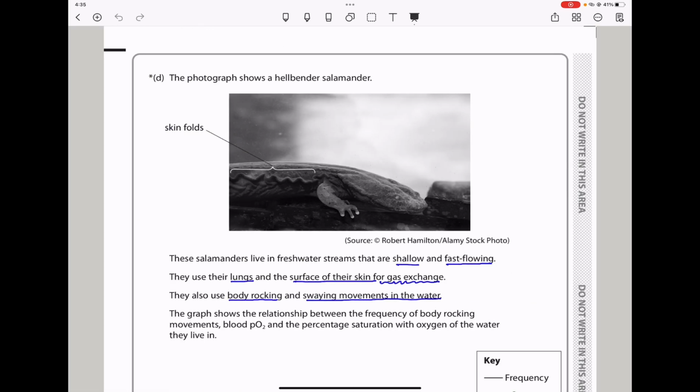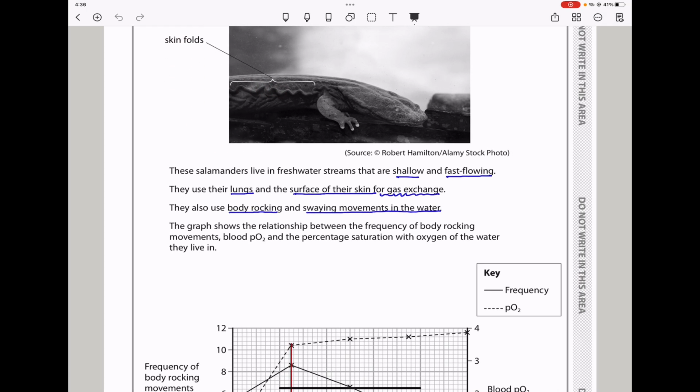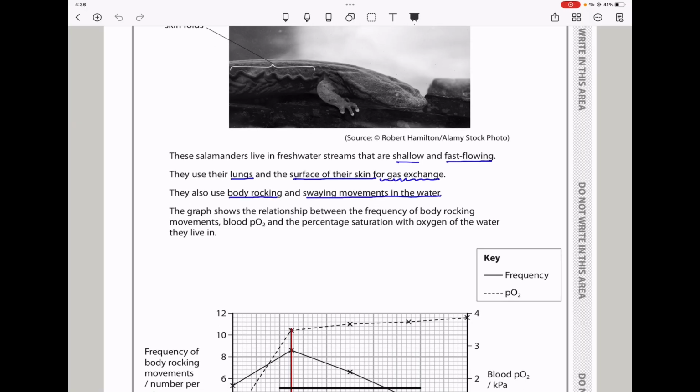Moving on. Here they say, the photograph shows a hellbender salamander. So this is the salamander. They have labeled the skin folds. And down here they say, these salamanders live in freshwater streams that are shallow and fast-flowing. They use their lungs and the surface of their skin for gas exchange. They also use body rocking and swaying movements in water. The graph shows the relationship between the frequency of body rocking movements, blood partial pressure of oxygen, and the percentage saturation of oxygen of the water they live in. If you can see, everything I underlined is important in the questions that we're going to answer.